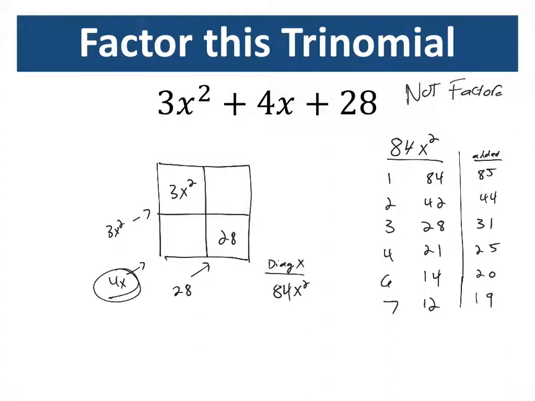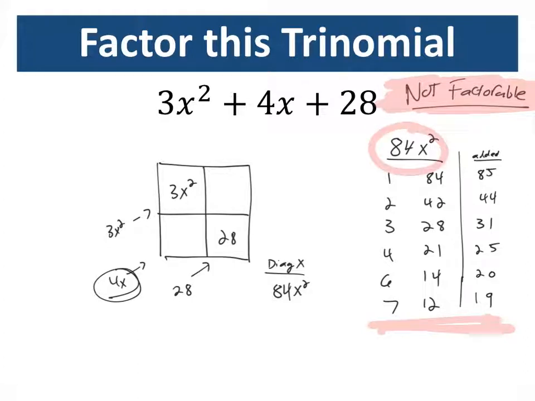And I know that it's not factorable because when I look through all of the possible combinations of things that multiply to 84, none of them add together to be that 4x that I want. So this is not factorable, and I'm going to highlight that because I think it's quite important that we recognize that sometimes we're not capable of doing this process. And we know that when we cannot find anything in here that multiplies to 84 that adds to 4x. So that's your justification if you need to provide some justification.